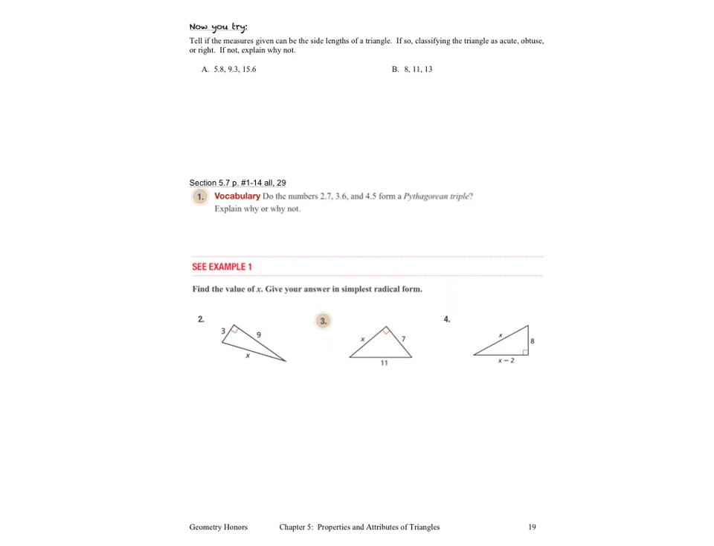Okay, let's start with this one. It says tell if the measures can be the side lengths of a triangle. So remember we do 5.8 plus 9.3, and we're trying to see if that's greater than 15.6, which is not true. So these cannot be the side lengths of a triangle. Do the same thing for the next one. 8 plus 11 is greater than 13, that's true. 8 plus 13 is greater than 11, that's true. And 11 plus 13 is greater than 8, and that's true. So this can be a triangle.